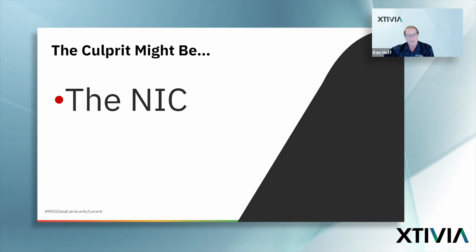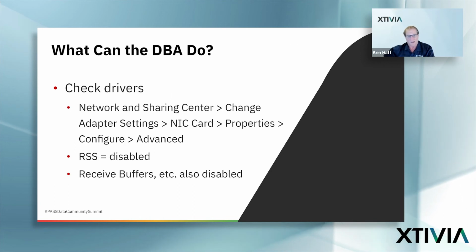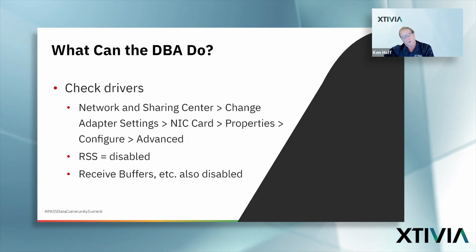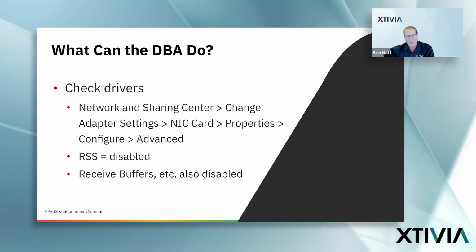Well, as a DBA, that's not us, but we do have skin in that game. The configuration, incorrect configuration, the bottlenecks: the VMXNET3 is the adapter you should be using. Hands down, it's required. VMware requires it for clusters. Check to see if RSS is disabled. Go ahead and set those receive buffers and everything. Make sure that they're enabled and have values in them. I use large values for SQL Server.